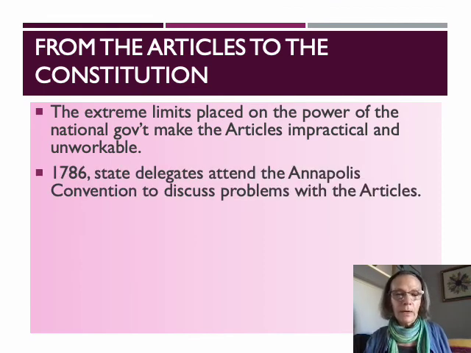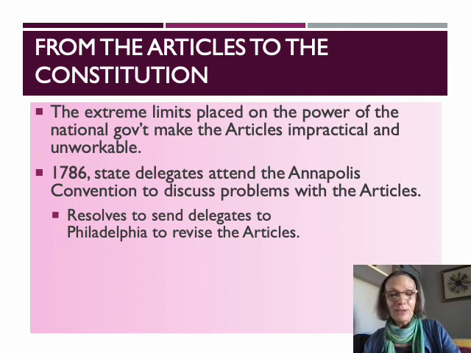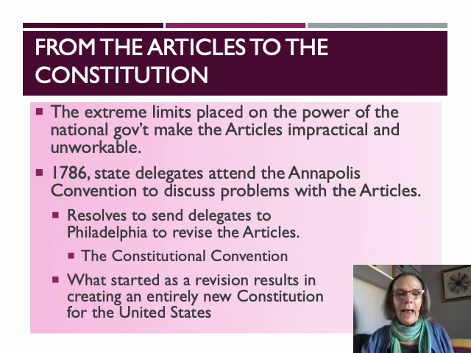So it became clear that there needed to be some changes made to the Articles of Confederation. In 1786, state delegates attended what was known as the Annapolis Convention in Annapolis, Maryland, to discuss the problems with the Articles of Confederation. Out of that, they decided to send delegates to Philadelphia to revise the Articles, and that became the Constitutional Convention. But once the delegates got to Philadelphia, it was clear that they were going to throw out the Articles of Confederation and create a whole new constitution for the United States of America.